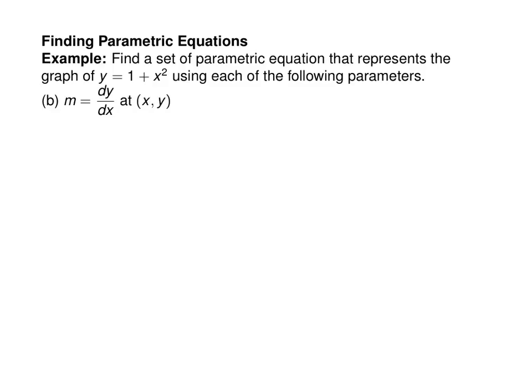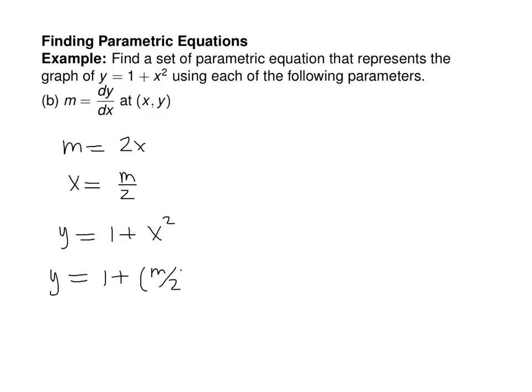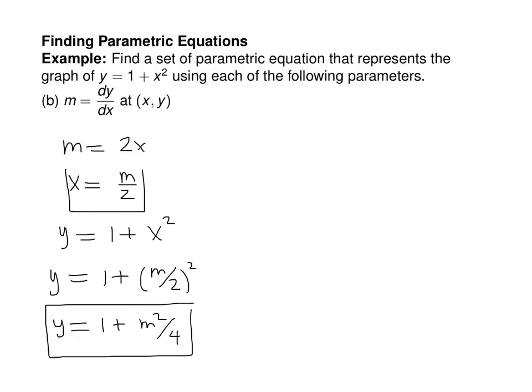Now another way is to use the slope at any given point. So remember the slope is found by using the derivative. So m will equal 2x, or solving for x, x equals m over 2. And then inputting that into my y equals 1 plus x squared, the y would equal 1 plus m over 2, the quantity squared, 1 plus m squared over 4. So there's the parameterization for the y, here's the parameterization for the x. And you can also prove using some kind of substitution technique that this also parameterizes the parabola.